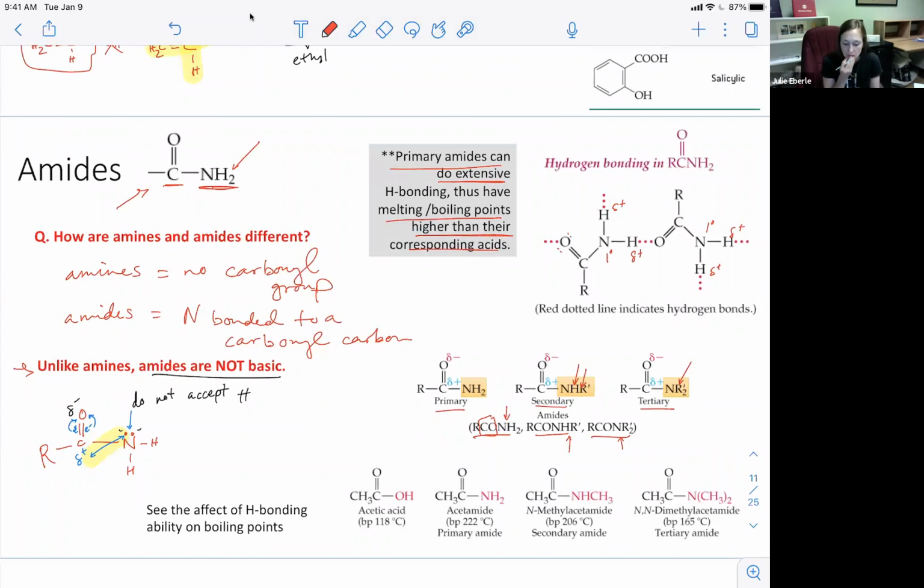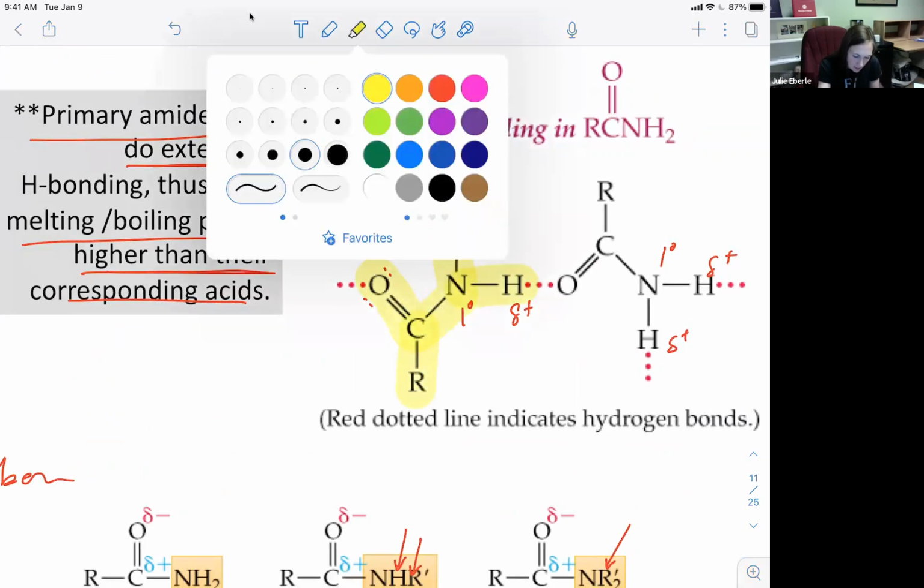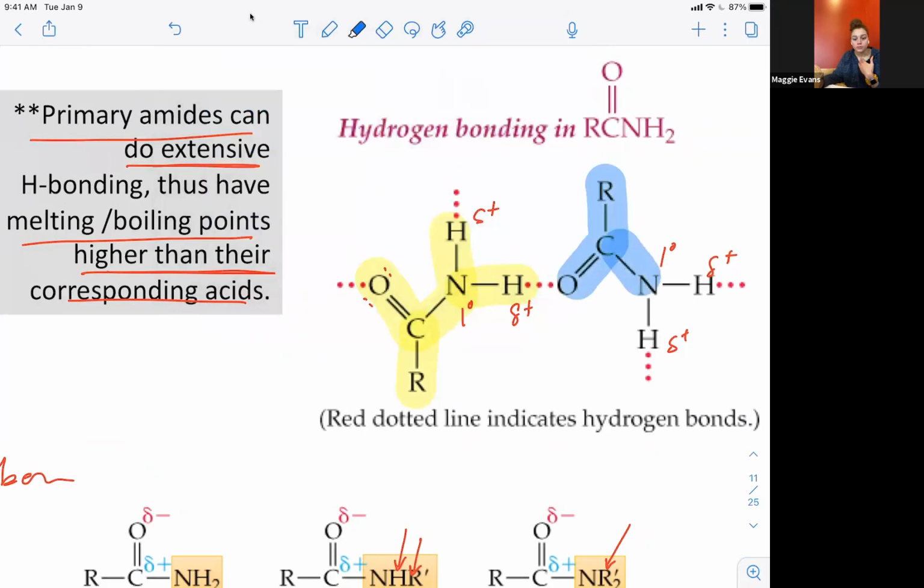Okay? I have a question. Yes, Maggie. Does it matter which one? Because there's two different situations where it's an O double bonded to a C and a nitrogen. On this figure? Yeah, this is two different amides. So let me highlight one. All of this right here is one amide, and then I'll highlight in blue. This is a different amide. They're just turned different ways, and they're just hydrogen bonding with one another. Okay, thank you.